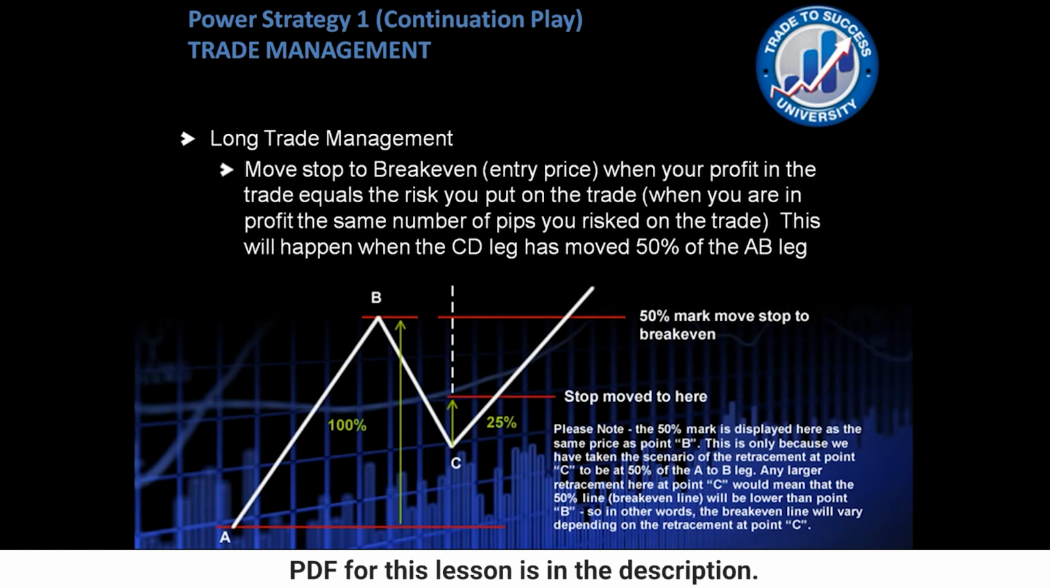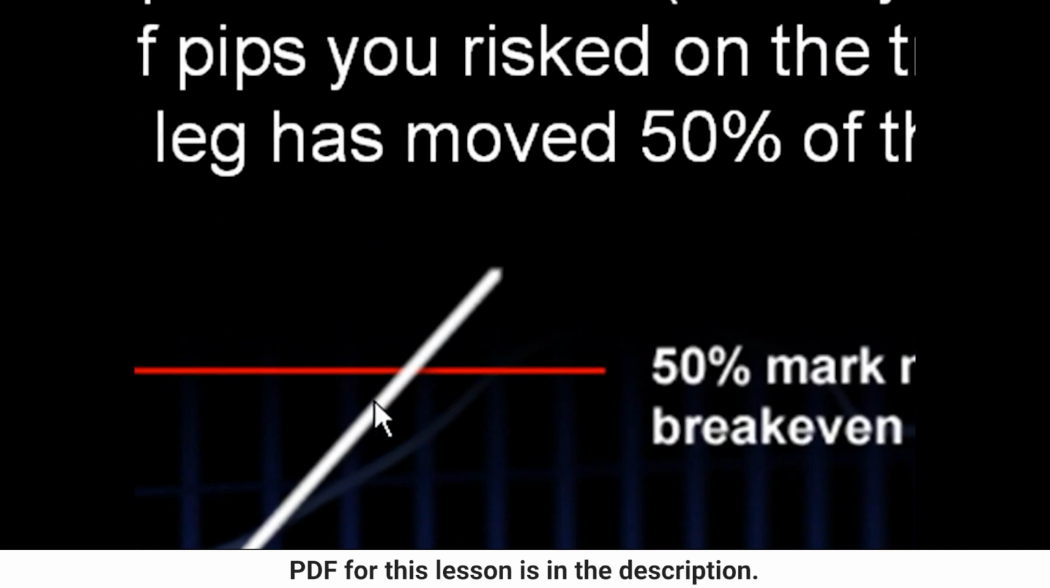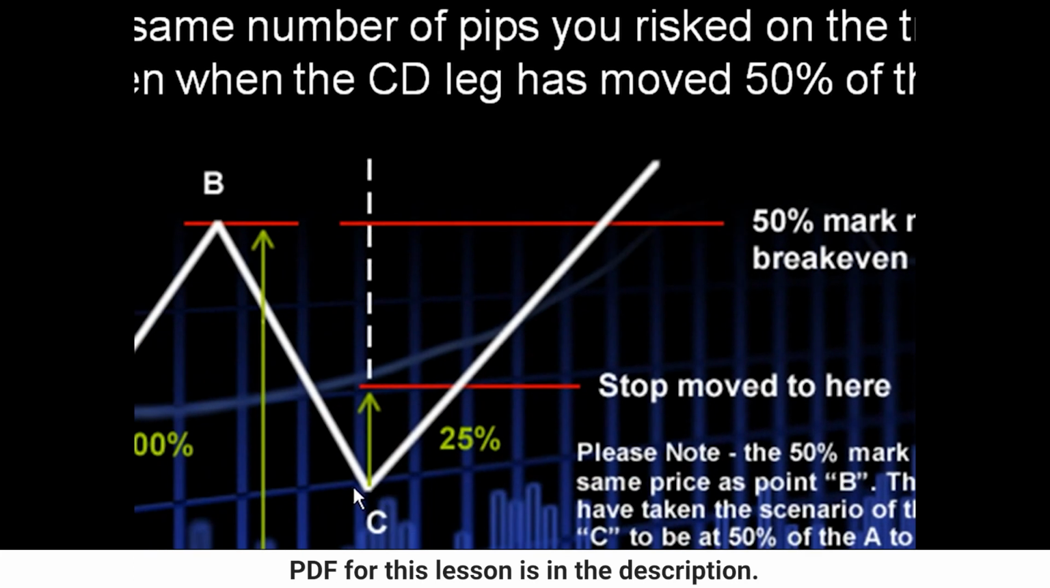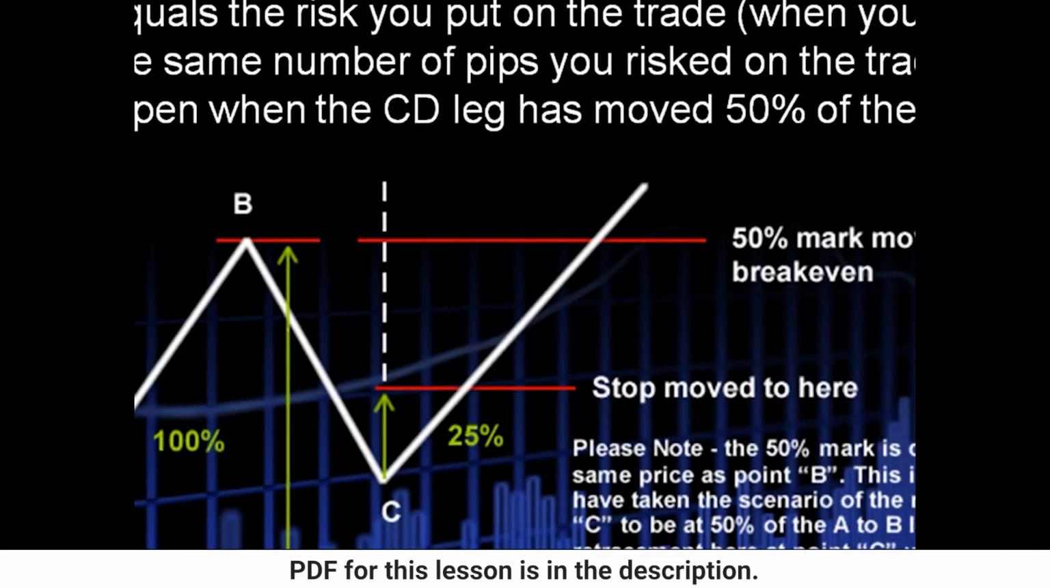So what we're actually doing at that point is we are protecting our capital when the move has gone up this high. We want to protect our capital and we want to move our stop to break even. So if price comes back down from that point to this price here, we're going to be breaking even, so we're not going to lose any money.